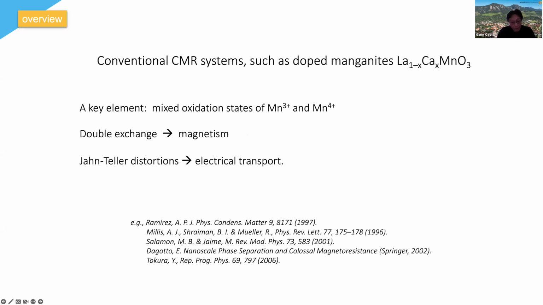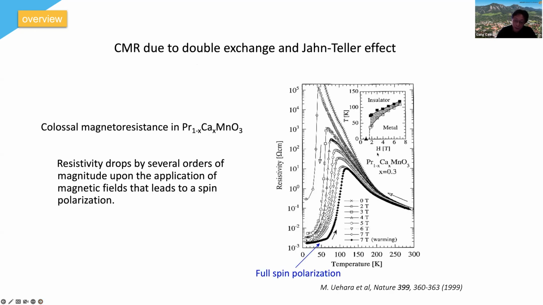This is one of the well-known papers that was published in the late 90s. You can see the resistivity as a function of temperature. Without a magnetic field, it is insulating. With a magnetic field, say for example 7 Tesla, the system has a several orders of magnitude drop in resistivity, and it becomes metallic. The important thing that I want to emphasize here is that when the system becomes metallic, we have a fully polarized spin state.